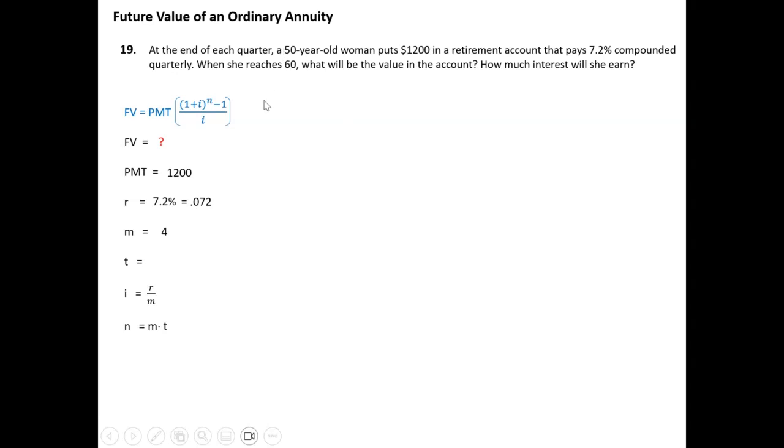The time, and guys, here is where students begin to make mistakes, because just because they see the 50 and the 60 there, they think those numbers have to go in here somewhere. But the problem is that when this woman was 50 is when she started the annuity account, and then she wants to know how much money she will have when she's 60. So we subtract 60 minus 50, which gives us 10. That's the time in years. Now the I will be R, 0.072 divided by 4, which will give us 0.018. The N is M times T, which will be 4 times 10, will give us 40.